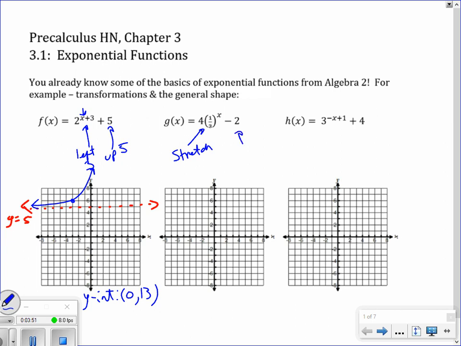The 2 is moving me down 2. So that's where my asymptote's going to be, down 2. So my horizontal asymptote is at y equals negative 2. And let's see, it's a decay, so it's coming from up and going down.